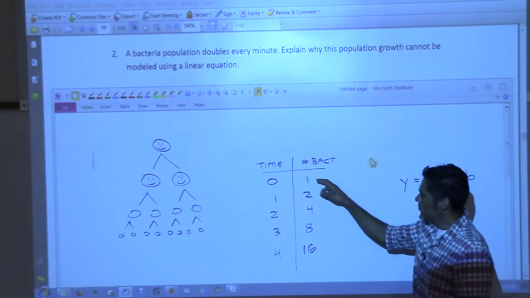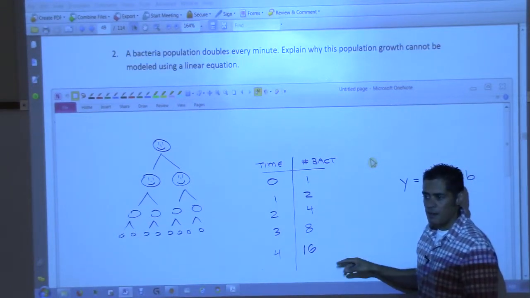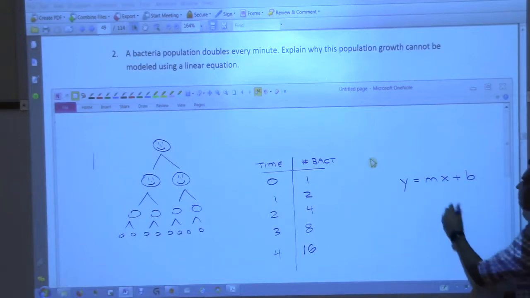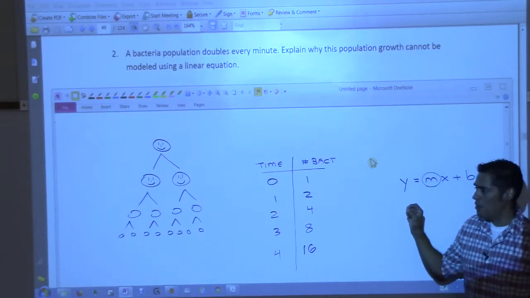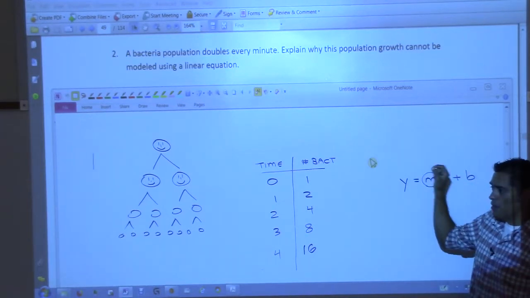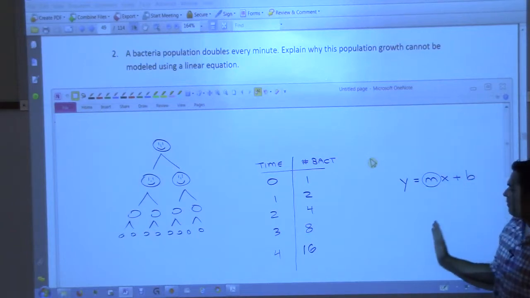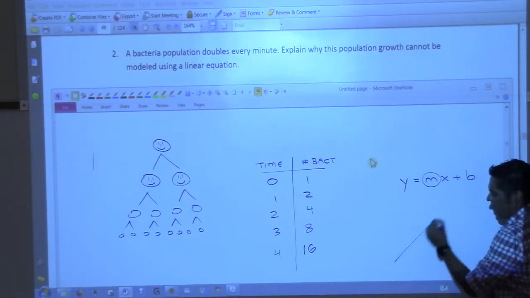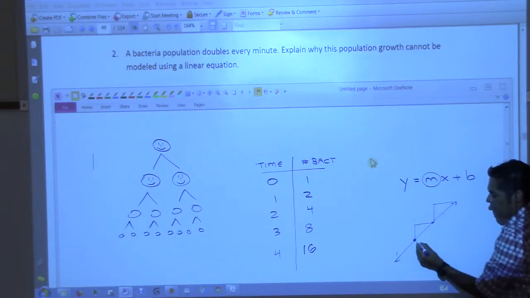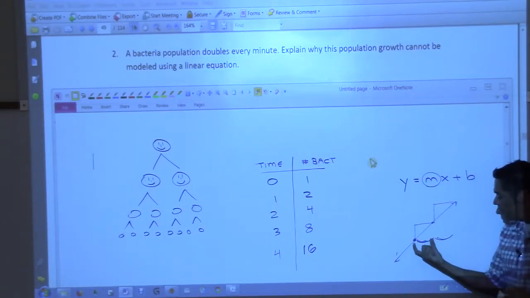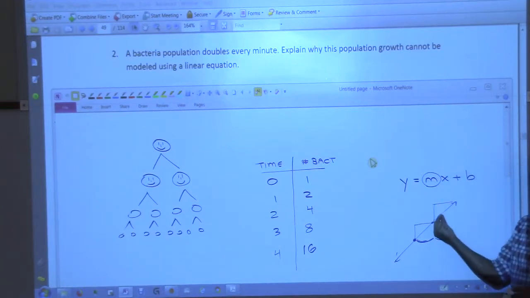The bacteria being produced. This jump is not the same jump every time. So remember how important the slope was? The slope told us rise over run. It said if you move, you have to go up a certain amount, then over, then up and over and up and over. So for every move, let me do it this way. If I have a line like this, then to get to another point, I have to go up a certain amount and over, up a certain amount and over. And if we move over this amount, this rise will be the same as this little jump. So for every jump to the right, we have to go up by the same amount.